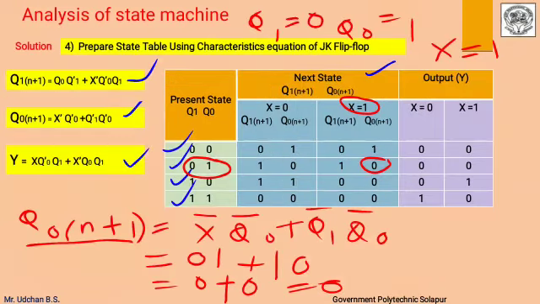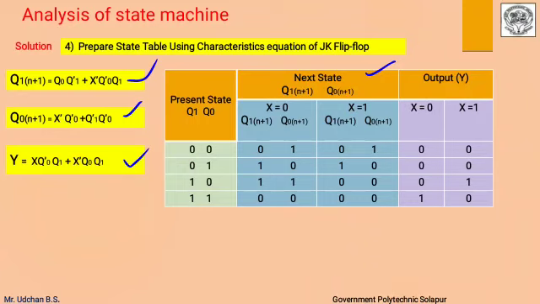Using this we can draw the state diagram. In the same way we have seen for this and for this, you can check for all the remaining combinations the values of next states, that is Q1(n+1) and Q0(n+1).